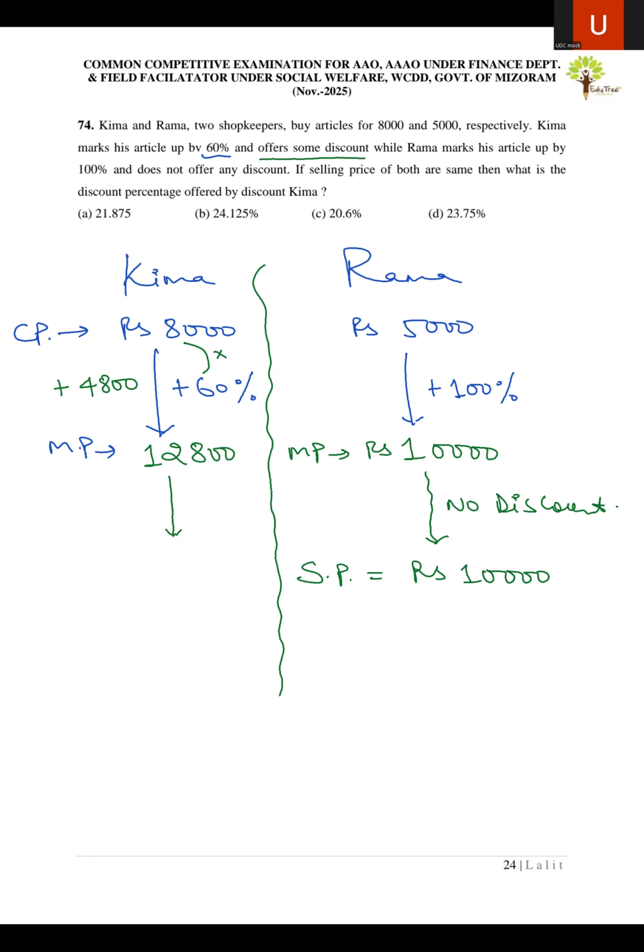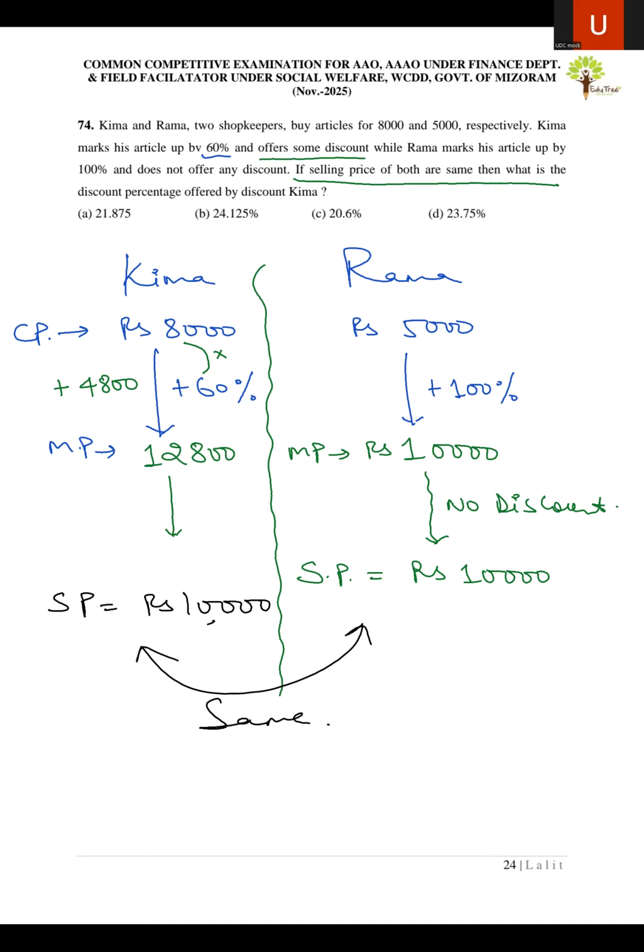And then they're saying if selling price of both of them are same. So Rama is selling at 10,000. It means Kima is also selling at 10,000. Get this? Because their selling prices are same. So they're asking what is the discount percentage offered by Kima? All right. So Kima is offering how much discount? Tell me.